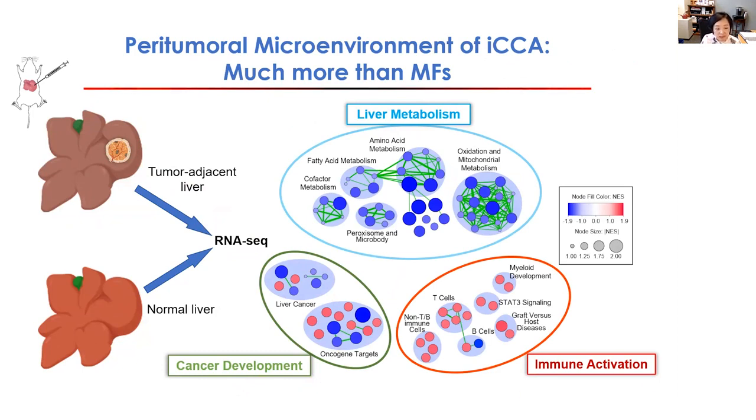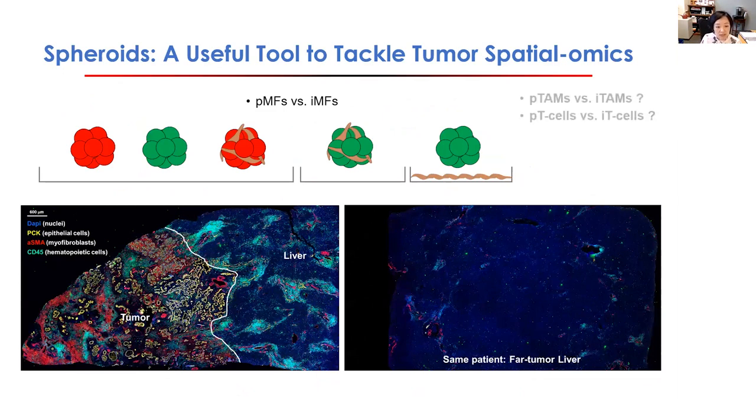So we believe that this model can be further expanded to study other malignant cell types that play a role in tumorigenesis. For example, can we compare P tumor-associated macrophages versus I tumor-associated macrophages, or T cells within and outside the tumor mass, and then study the transcriptome, secretome, and the metabolome? There are a lot of potential applications of this model system.